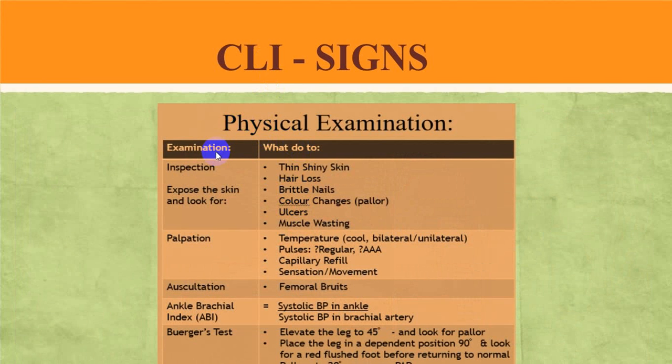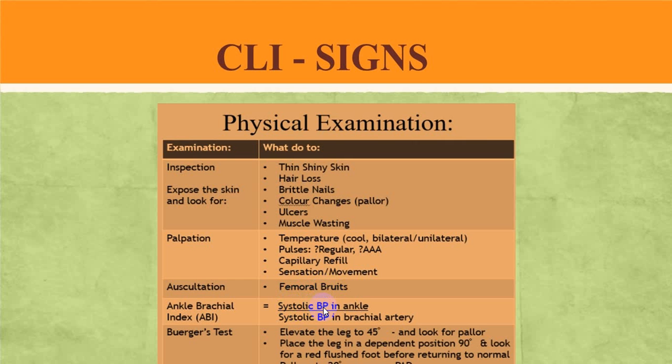So clinical findings: this will be inspection, palpation, auscultation, and then these are different tests. On inspection: thin skin, hair loss, brittle nails, color changes, ulcer, muscle wasting. On palpation, temperature will be cold. Whichever limb is more involved, there will be more coldness than the opposite limb. It may be unilateral or maybe bilateral. Pulse, you will find difficulty and there will be difference in the pulse palpation. Capillary refilling time will be prolonged. Sensation will be lost. You can have a bruit or a thrill.